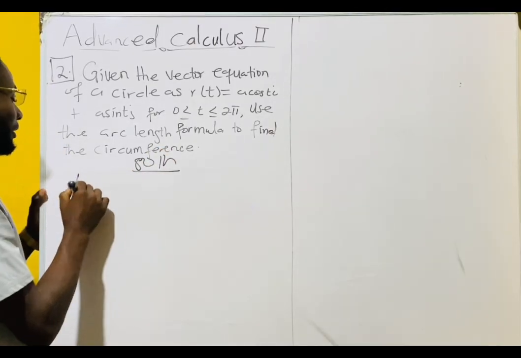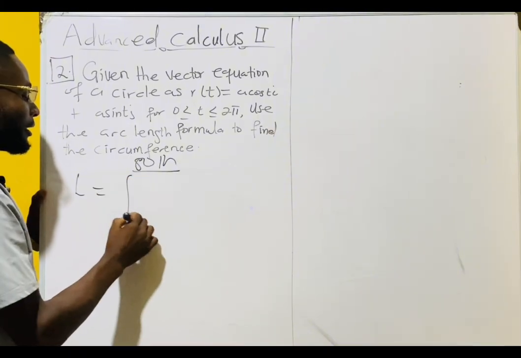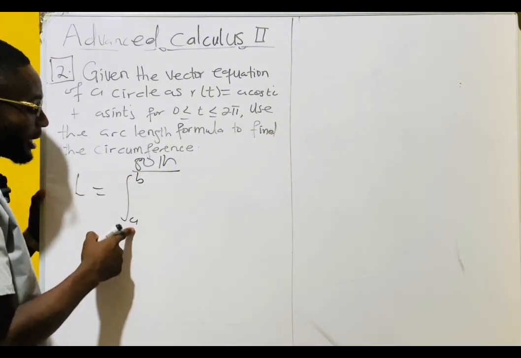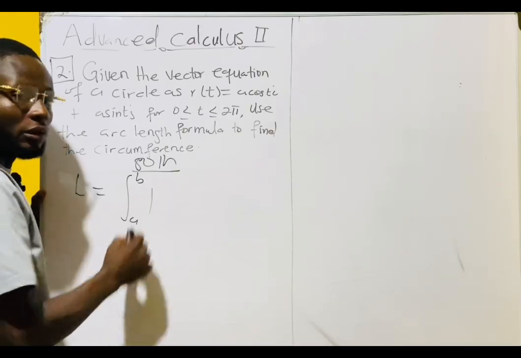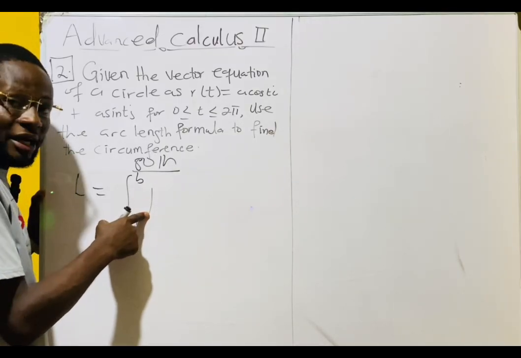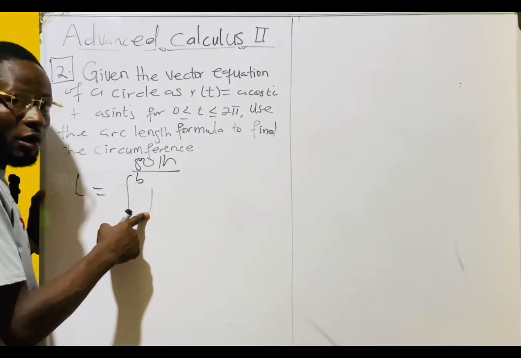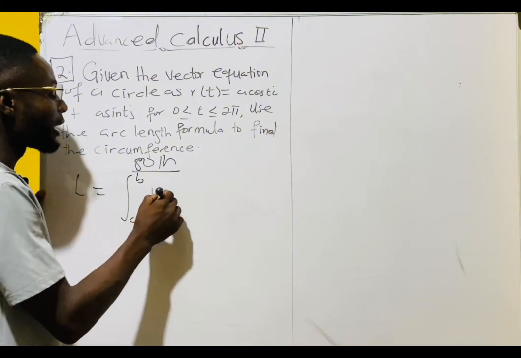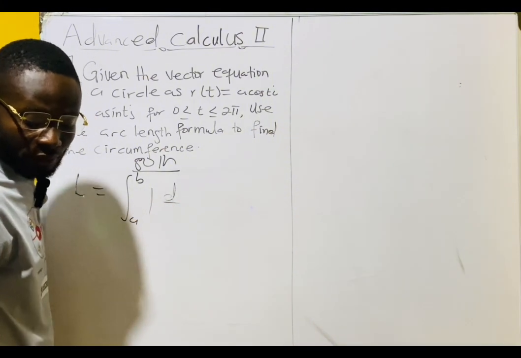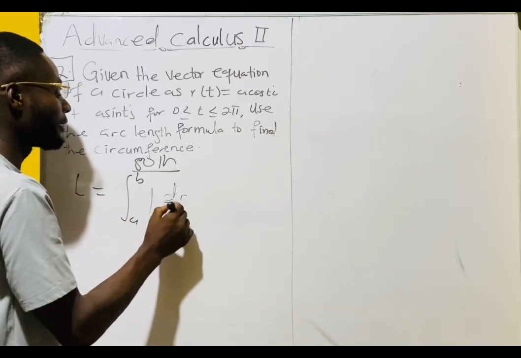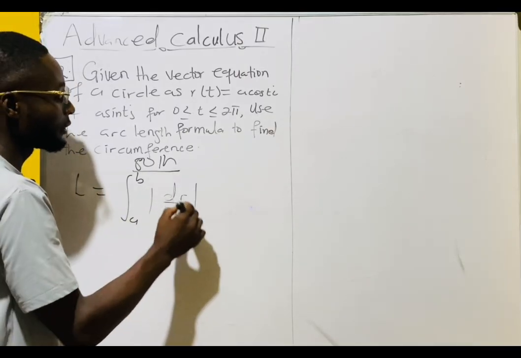All right, so first of all, we know that if you want to find the arc length, it is the integral from lower limit a to upper limit b. Then we find the magnitude of the differential radius, so the magnitude of dr/dt.